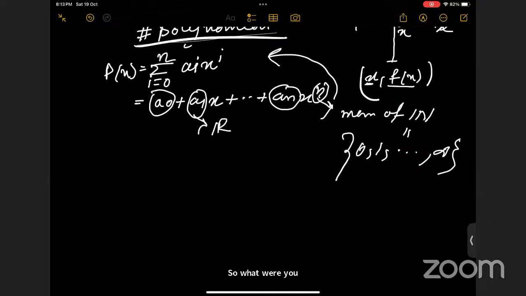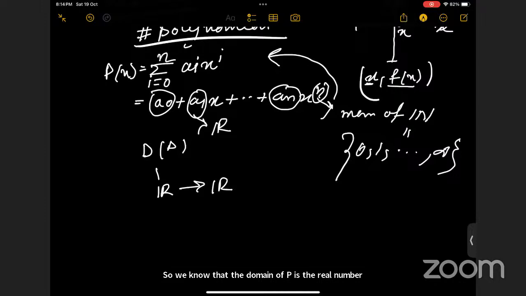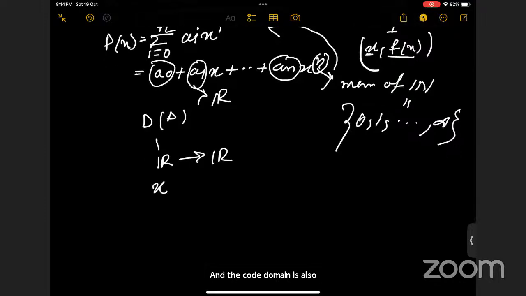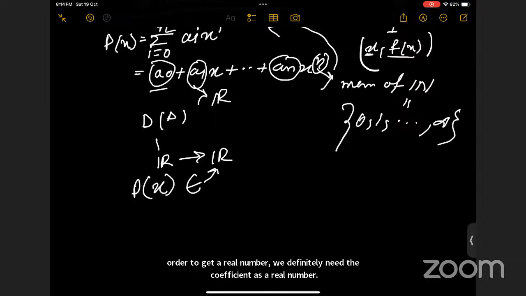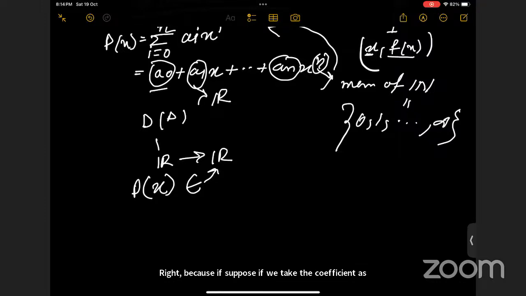The exponent of the polynomial and the coefficient of the polynomial, right? We know that the domain of P is the real numbers and the codomain is also the set of real numbers. So we take some real number x from R, and after applying P we will again get a real number. In order to get a real number, we definitely need the coefficients to be real numbers, because if we take the coefficient as some complex number, then after multiplication we may not get a real number.